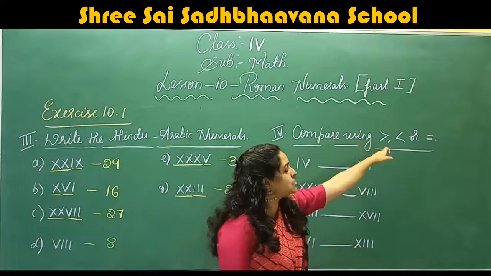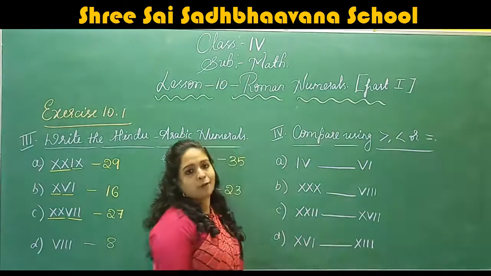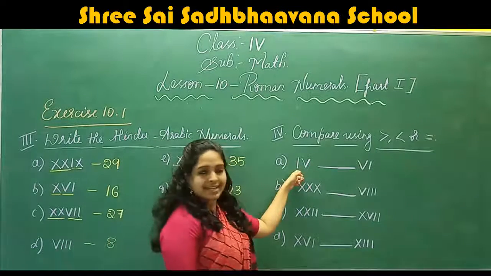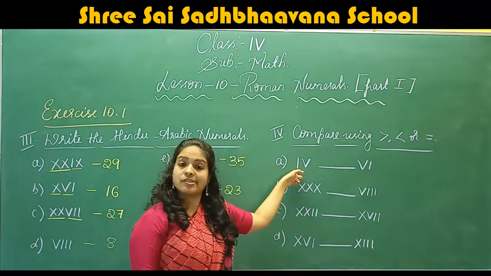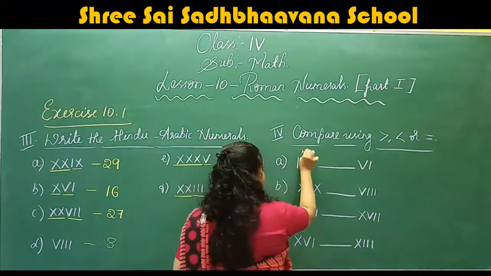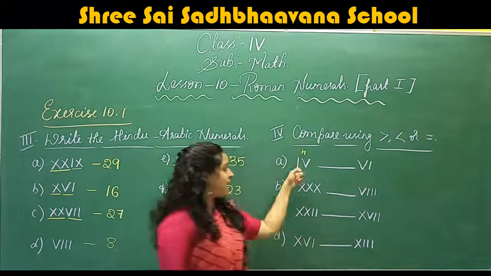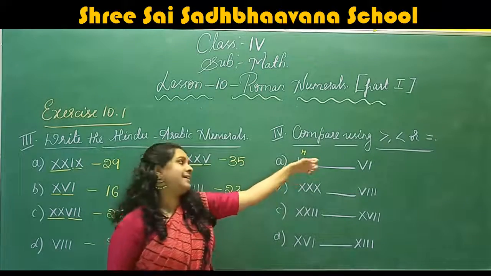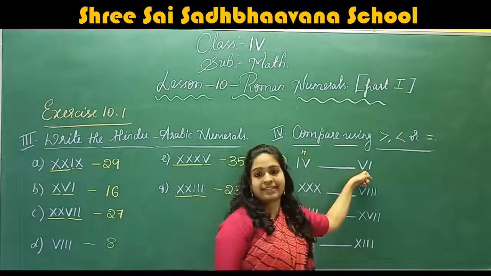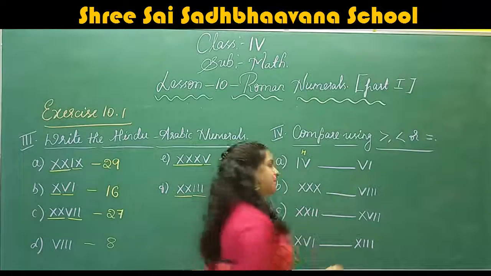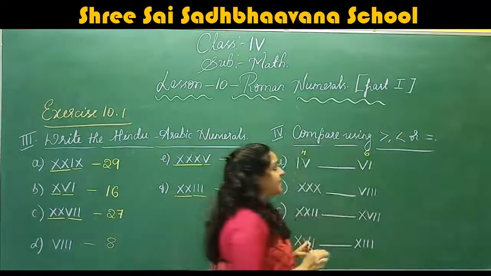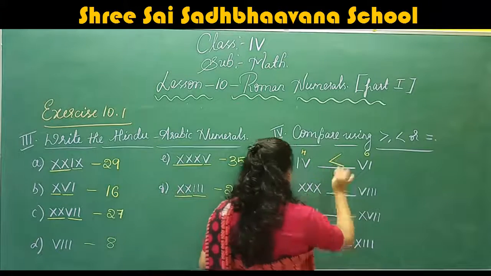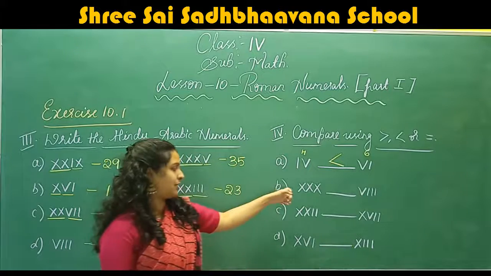So then the fourth main. Compare using greater than, smaller than or equal to. So we have to use the symbols to compare the Roman numerals. So what is this number, children? This is nothing but 4. Okay. Why? Because here we have written the smaller number before, so we have to subtract here. And here you see VI, in the sense what is the value? 6. So which one is the greatest one among these two? 6 is the greatest one. Okay? Yes.